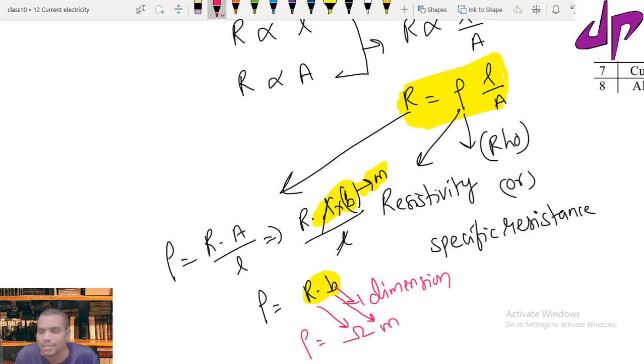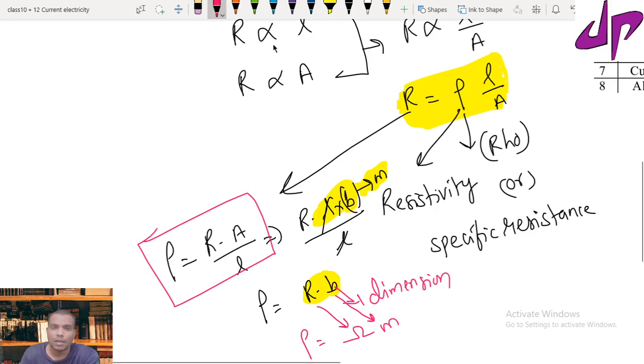Resistivity is defined as the resistance of a conductor of that material having unit length and unit cross-section area. So how can we define the resistivity? The specific resistance of a material may be defined as the resistance of a conductor of that material having unit length and unit cross-section area. This SI unit is known as specific resistance, and we write its units in ohm meter.